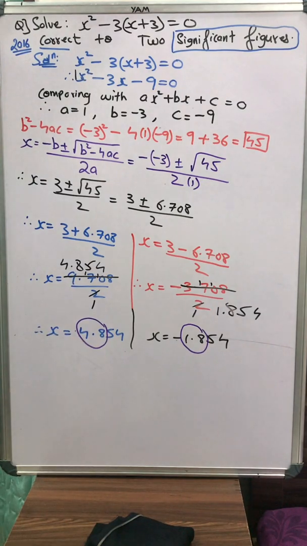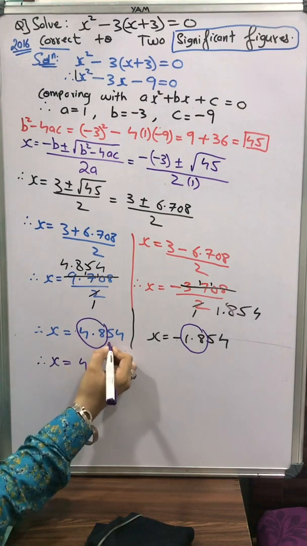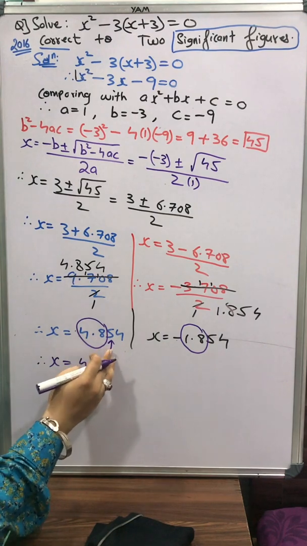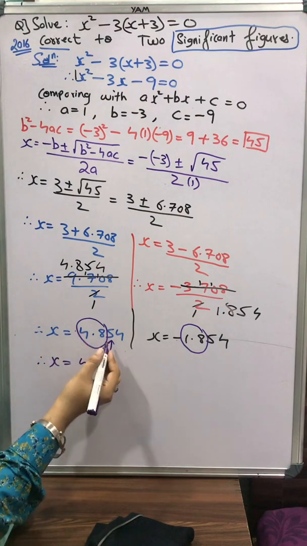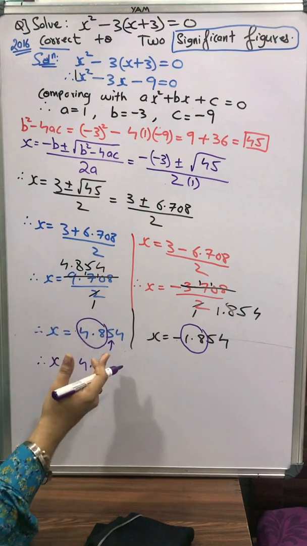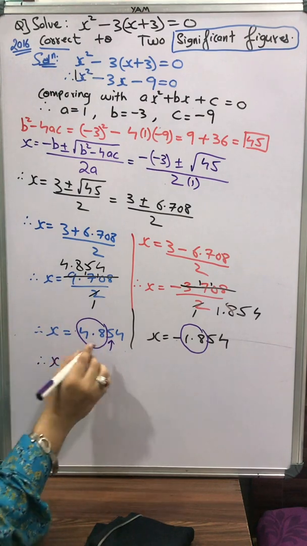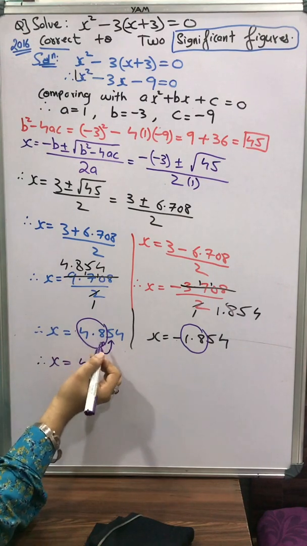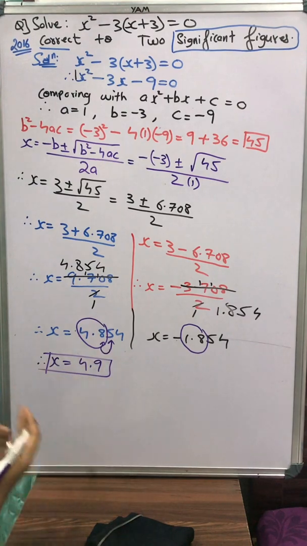But students, here there is a catch. See the catch. Therefore, x is equal to 4 point. The third decimal which we are ignoring is 5. So whenever the third decimal is 5 or more than 5, we add 1 to the preceding one. Whenever the digit we are ignoring is 5 or more than 5, we always add 1 to the digit just preceding it. So I'll add 1 to 8, and 8 plus 1 is 9, so answer will be 4.9. It's called rounding off or approximation.